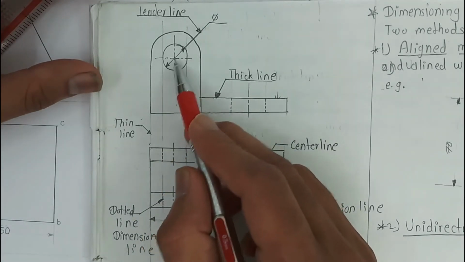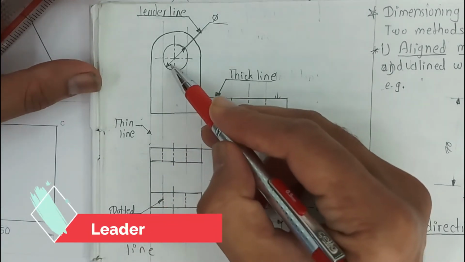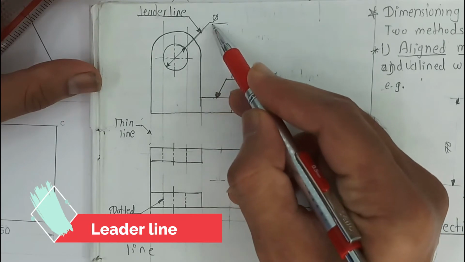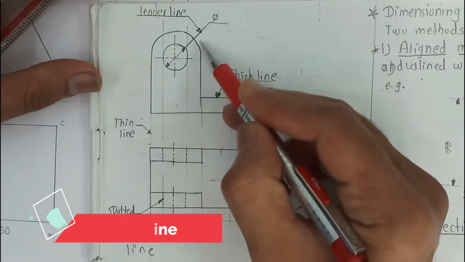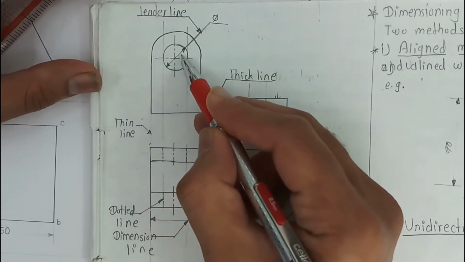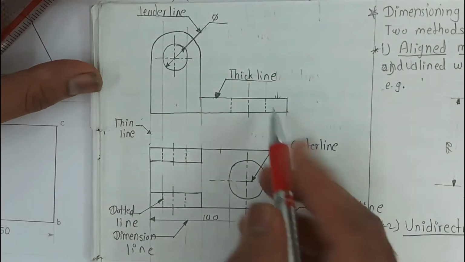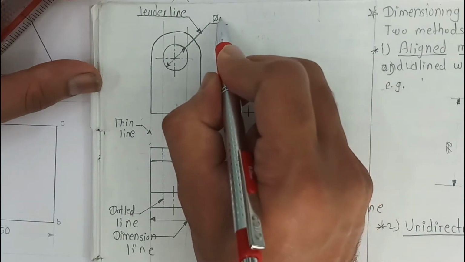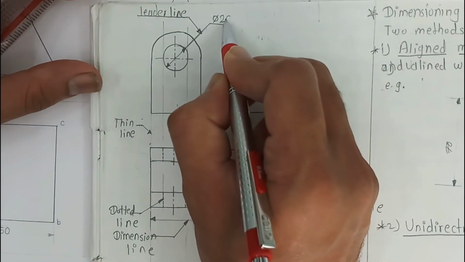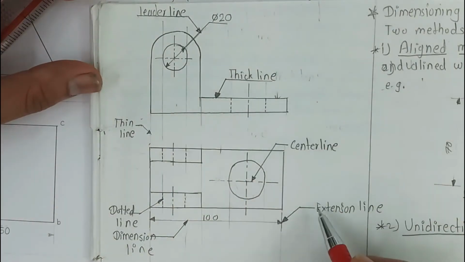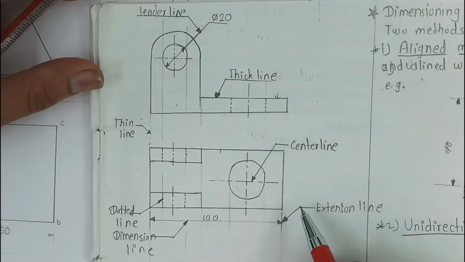Leader line. Now leader line, as we see here, this is the leader line which I have started from here to show the dimension of this circle. Let us say I have to draw this leader line always at 45 degree with the base line or reference line, and then here I have to write the dimension, like in this case dimension of this hole is say 20 millimeters. So this is the way we issue dimension.